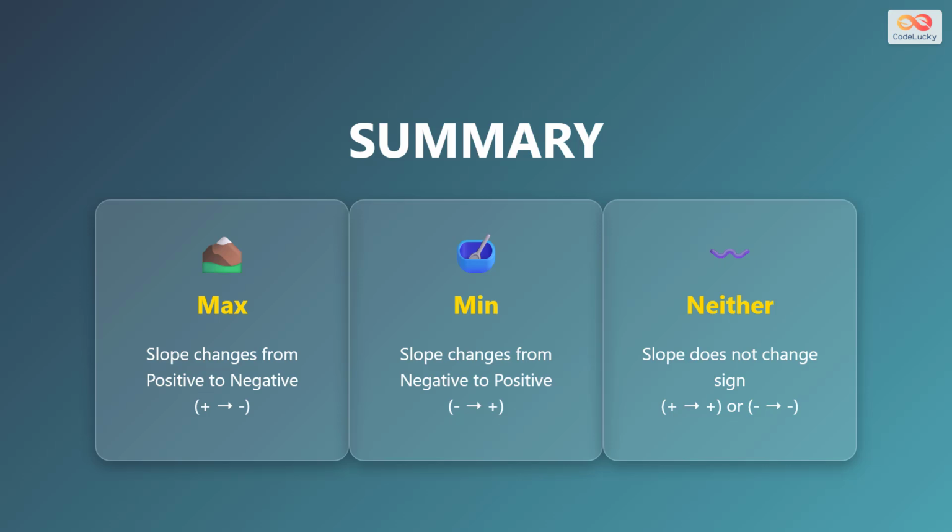To summarize, look for the sign change. Positive to negative is a maximum, negative to positive is a minimum. If the sign stays the same, it is neither. Keep practicing, and you will master curve sketching in no time.